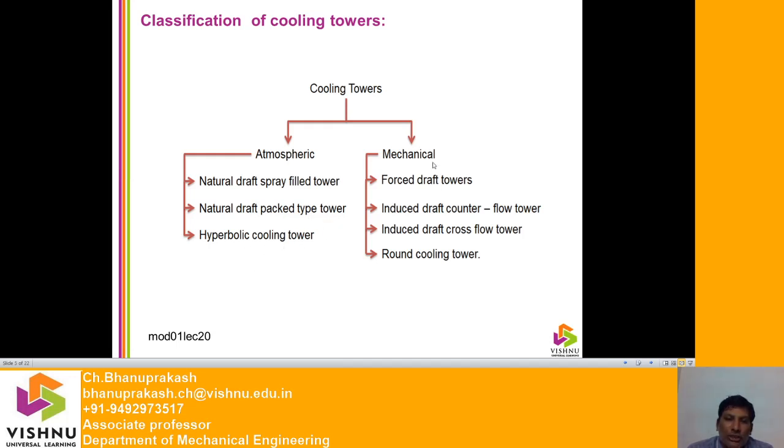Mechanical cooling towers are subclassified into forced draft tower, induced draft counterflow tower, induced draft cross flow tower, and round cooling tower. Today in this lecture we will cover the entire atmospheric cooling towers.